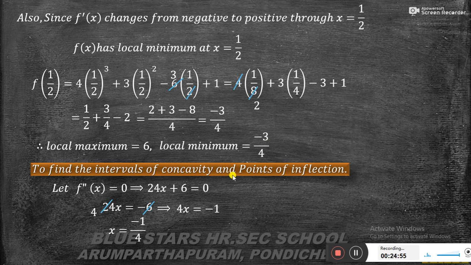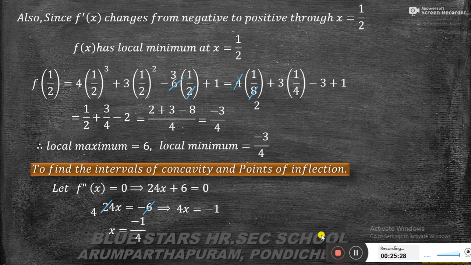Now to find the intervals of concavity and the point of inflection, we find out the concavity. So f double dash of x equal to 0 means 24x plus 6 equal to 0. So the next step, 24x equals minus 6, I write the 6 on the right hand side. So next, 4x, that means I cancelled the 24 by 6, 6 4s are 24, so 4x equal to minus 1, therefore x equals minus 1 by 4.